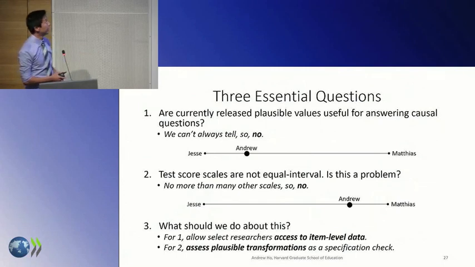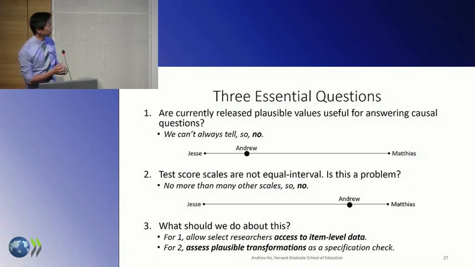So to sum up the three essential questions: are currently released plausible values useful for answering causal questions? We should put it to a vote at the end of the day. I'm leaning towards no, and so I think there are some policy questions that PIAAC and other testing programs have to address to say, how can we give select researchers access so they can do the kind of causal work that these testing programs, I think, should enable?